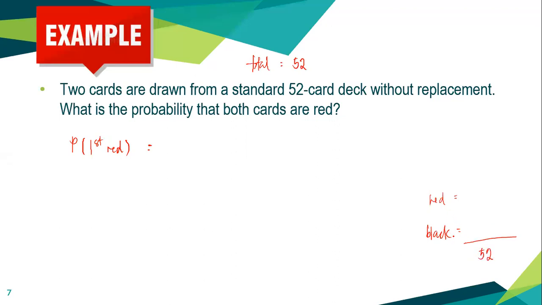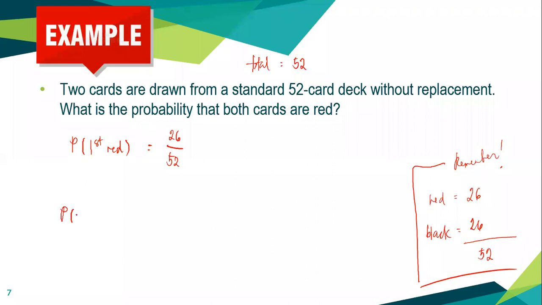So pareho lang ng bilang yan. Kung ilan yung red, ganoon din yung black. So si 52 divided by 2, we have 26 na red at 26 na black. So remember also this one. So magagamit nyo to. Okay? So ito na, unang red. Ano yung probability na makakakuha tayo ng red sa baraha? Isa pa lang. We have 26 kasi 26 yung kulay pulang baraha over 52. Okay? How about this one? Probability na sa second draw ay red ulit.